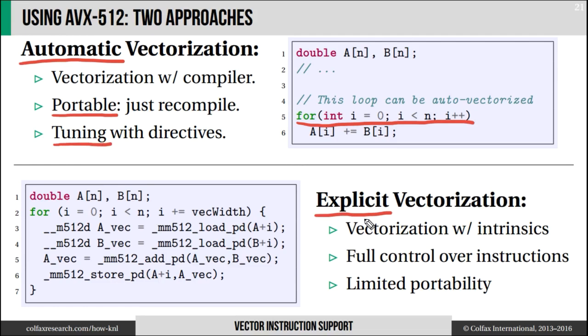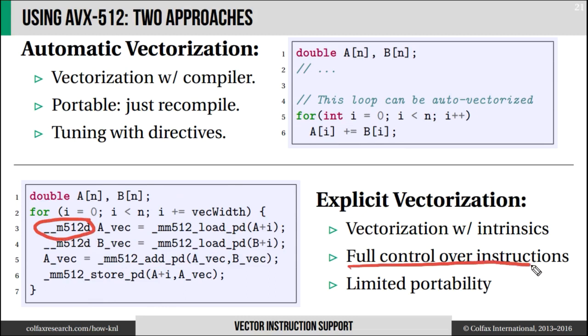The situation is very different with explicit vectorization. With explicit vectorization, you will split up your loop into blocks manually, and for each block of numbers you will have to load data from memory, then you will do vector arithmetic, and you will store the result back in memory. For your operations, you will be using special data types which have the meaning of a vector register. In this case, __m512d means a 512-bit vector of packed double precision numbers. As you can see, you have full control over the instructions that you want to run, but portability is limited.